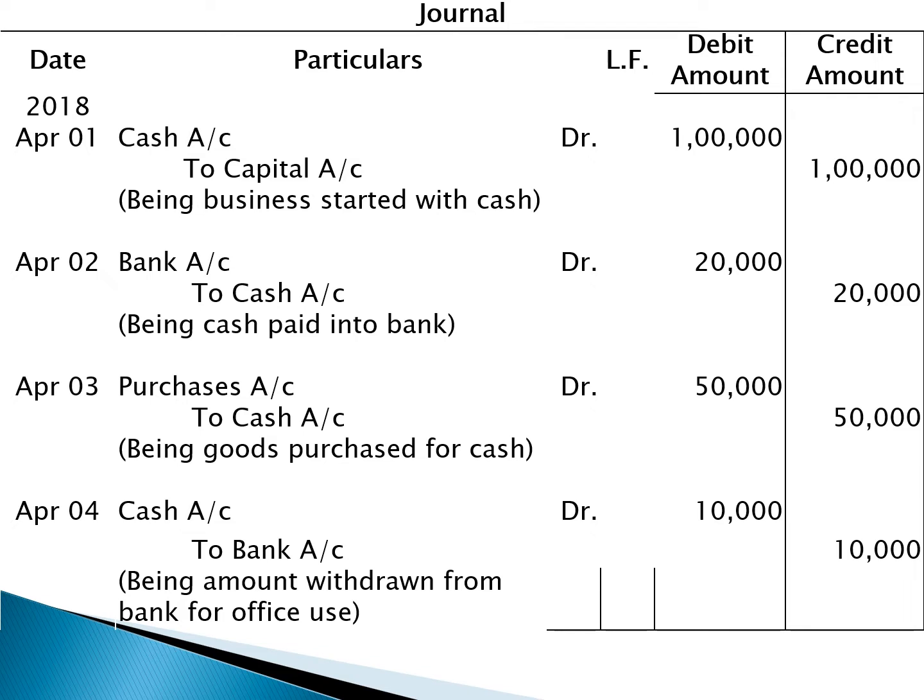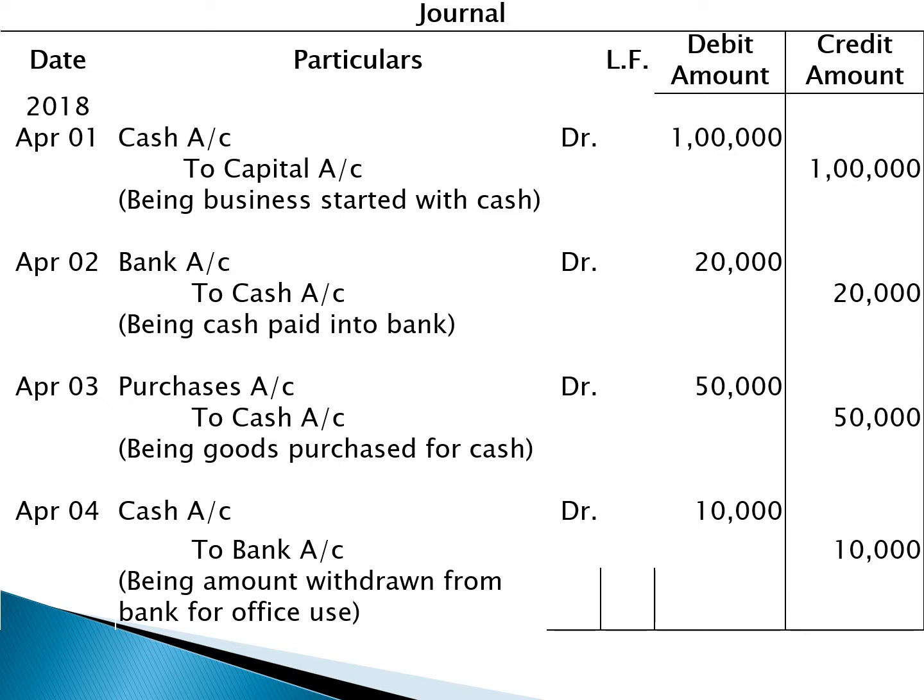The first transaction is business started with cash on April 1st, 2018. In the first column, under date, 2018 April 1 should be entered. Under particulars, cash account space Dr. should be written. This is how the account which has to be debited should be written. Here, Dr. stands for debit.